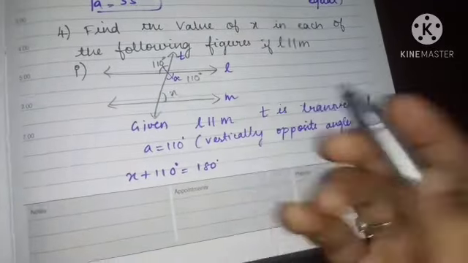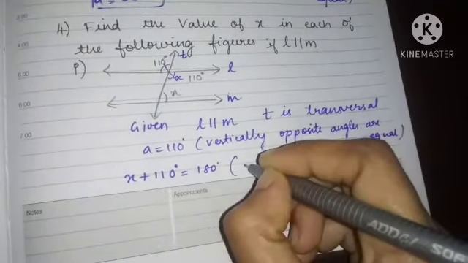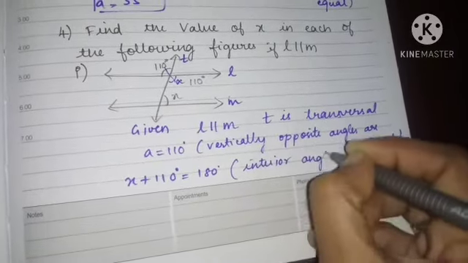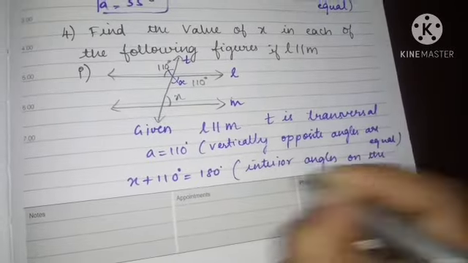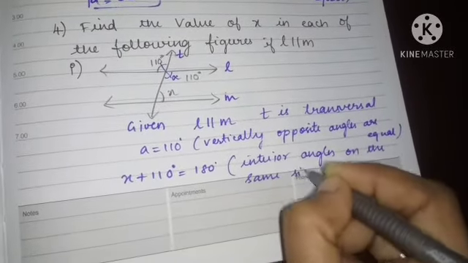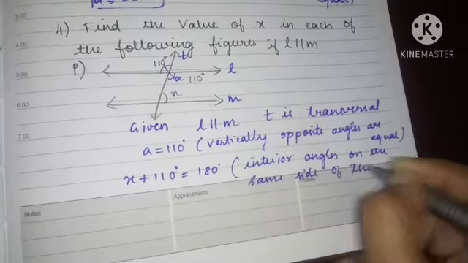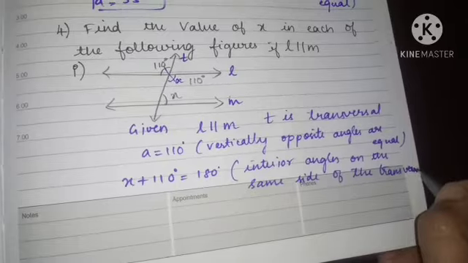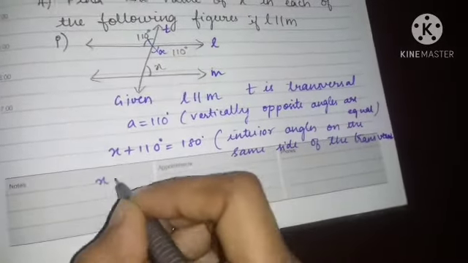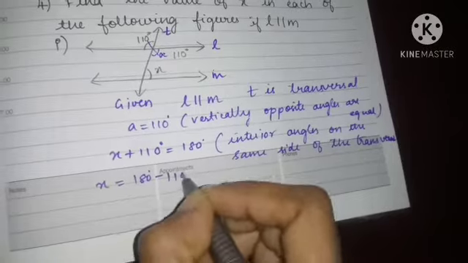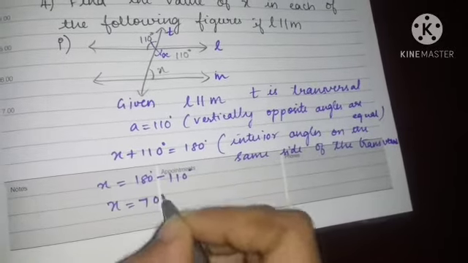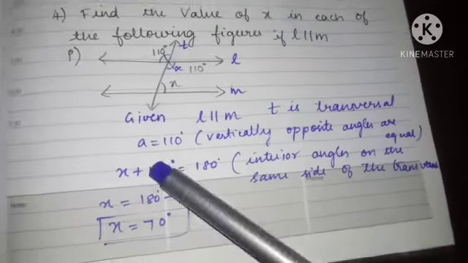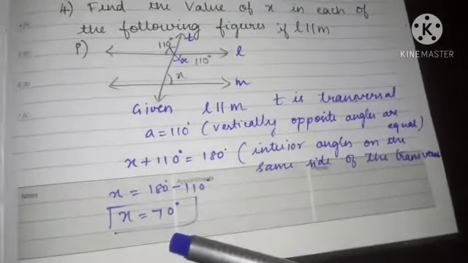X plus 110 is 180 degree because we can say that interior angles on the same side of the transversal are supplementary. Correct? See, whatever you are mentioning, these statements are important. If you are not writing, then it is wrong. Our x value is how much? 180 minus 110 degree. X is equal to 70 degree. Now I have found the value of x. Correct? 180 minus 110 is 70 degree.